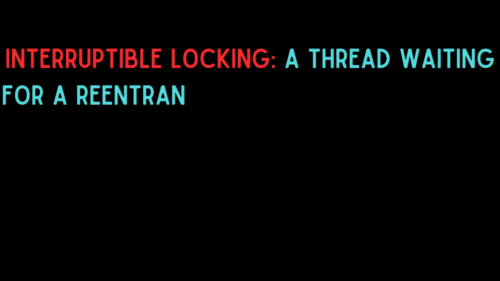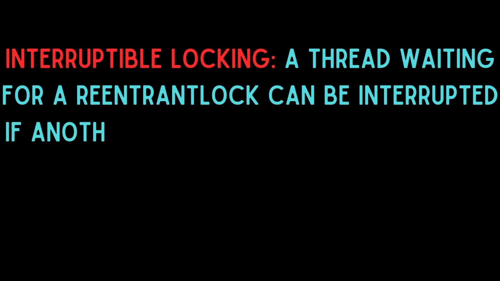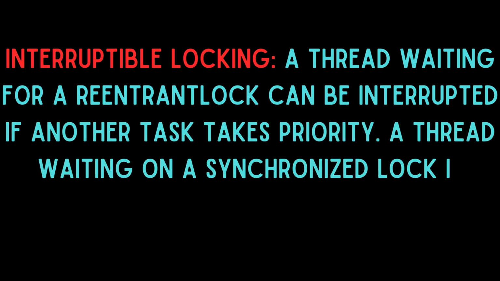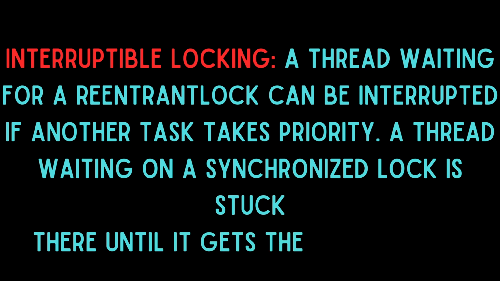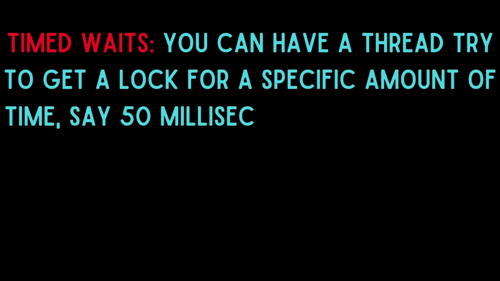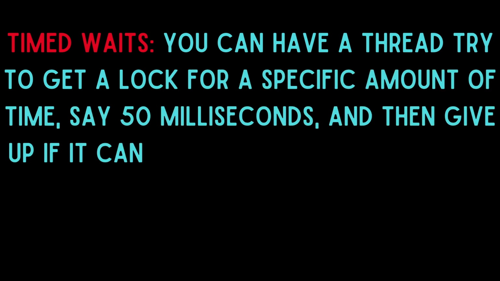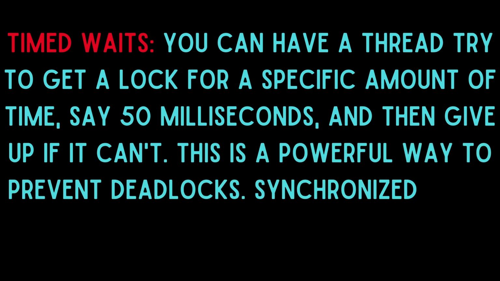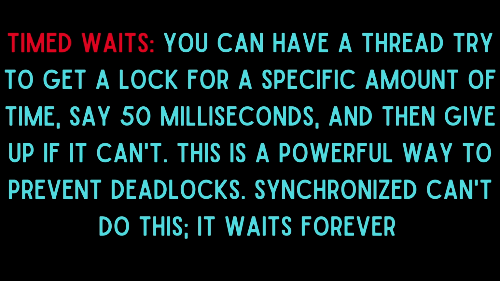1. Interruptible locking. A thread waiting for a re-entrant lock can be interrupted if another task takes priority. A thread waiting on a synchronized lock is stuck there until it gets the lock, period. 2. Timed waits. You can have a thread try to get a lock for a specific amount of time, say 50 milliseconds, and then give up if it can't. This is a powerful way to prevent deadlocks. Synchronized can't do this. It waits forever.